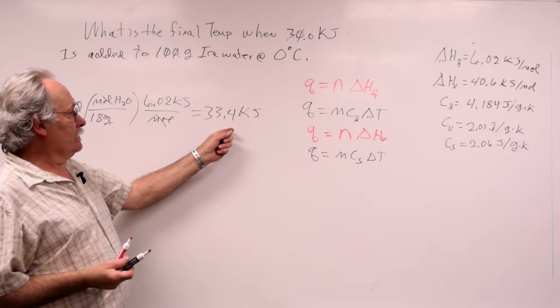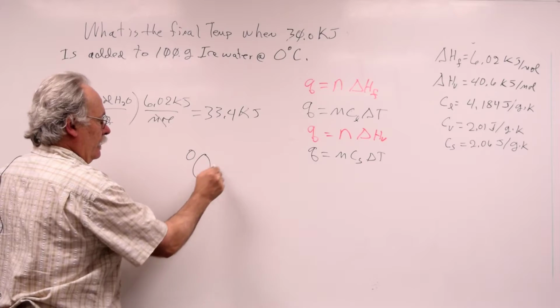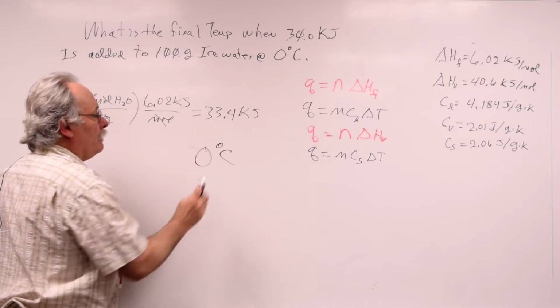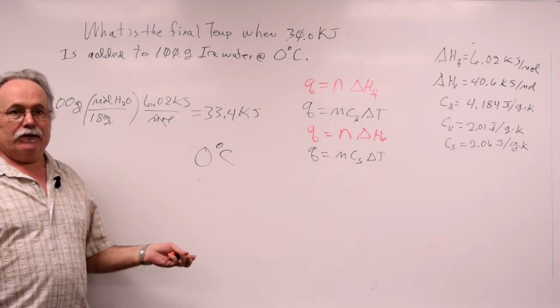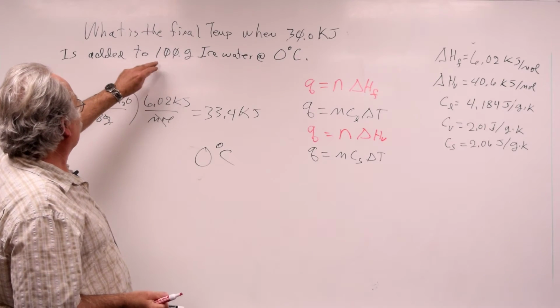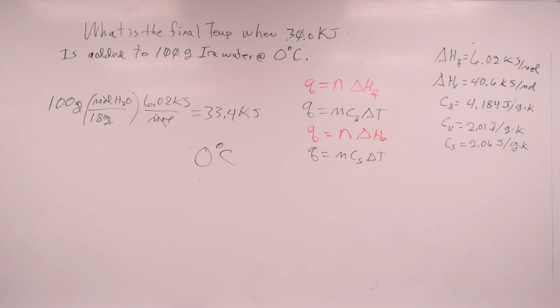Most of my ice has melted, but the final temperature is 0 degrees C, because I haven't even added enough energy to melt it all. And it takes more than 30 kilojoules to melt 100 grams of water. Thank you. Okay.